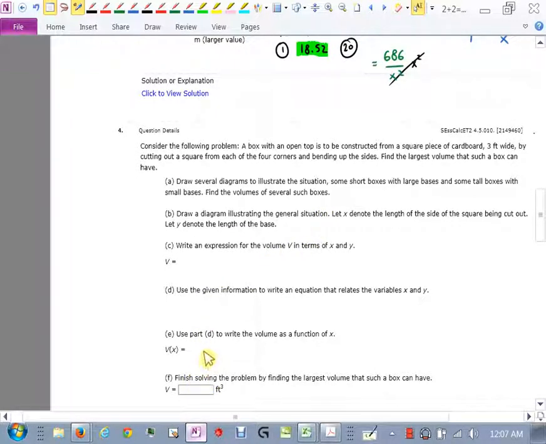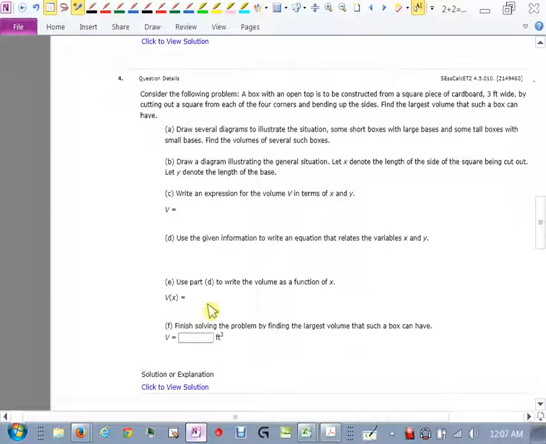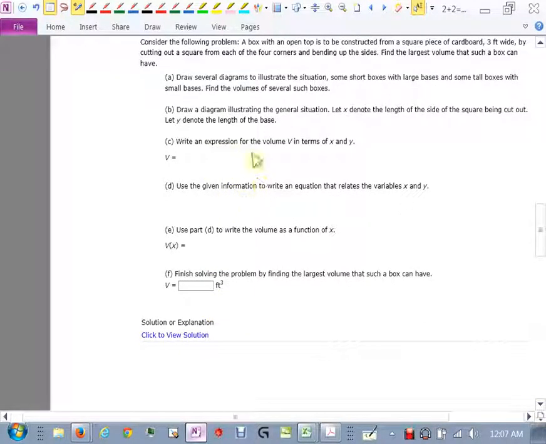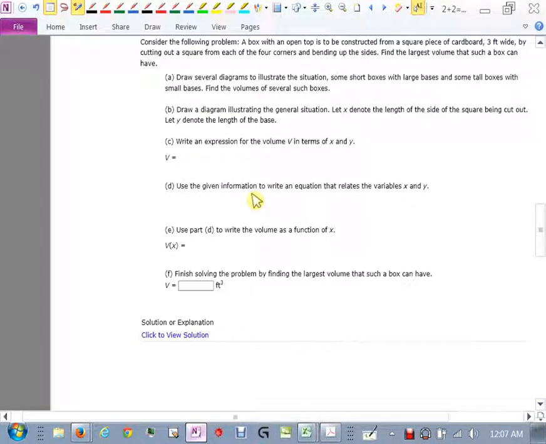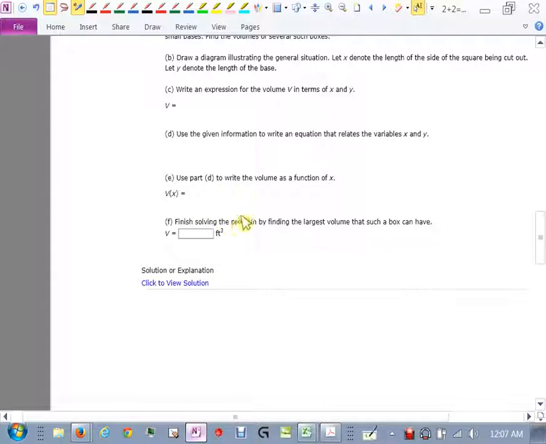Let's see. Write the volume as a function of x. They do this. They ask for some stuff a little bit different. Write the expression of volume in terms of x and y. I'll let you look at the solution for that. That's not important. What's important to me is you getting to these last two answers.